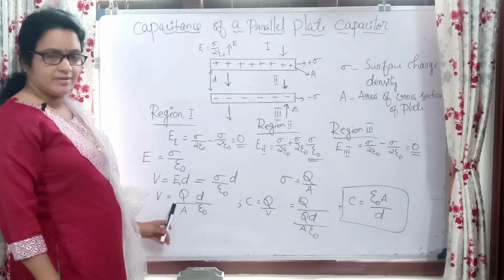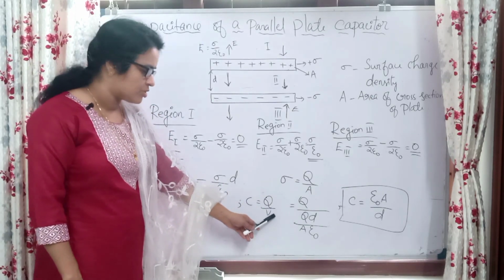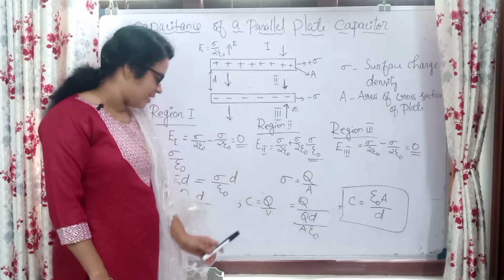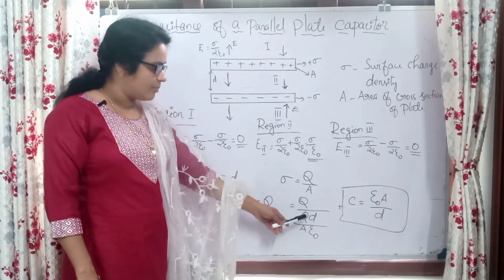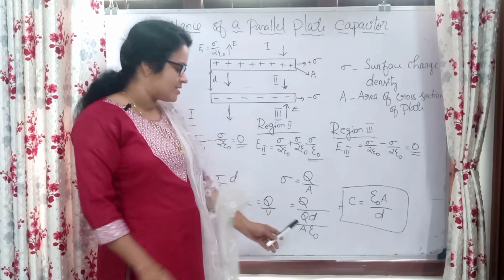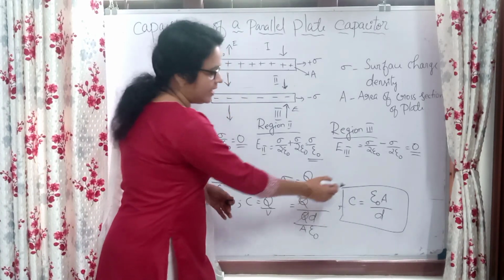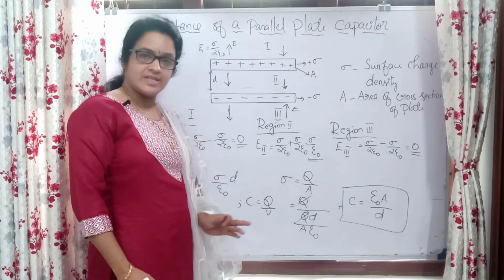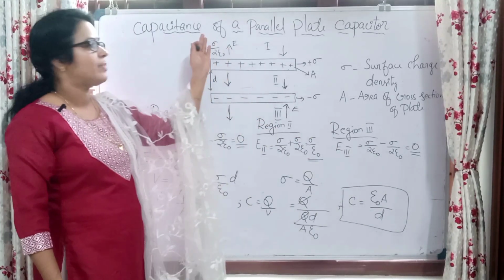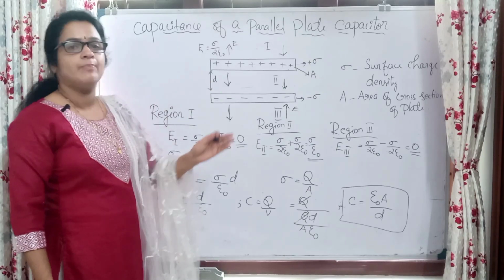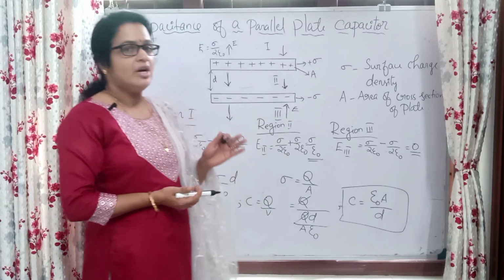And now we have V. Then we can find capacitance, right? So C is equal to Q by V. Here we can substitute the equation for V. Then what will we get? Q divided by QD by A epsilon 0, so this Q and Q will get cancelled. What is remaining is epsilon 0 A divided by D. So we can write C is equal to epsilon 0 A by D. That is the equation for a parallel plate capacitor. The capacitance of a parallel plate capacitor is C is equal to epsilon 0 A by D. That is a very important equation that you have to remember.